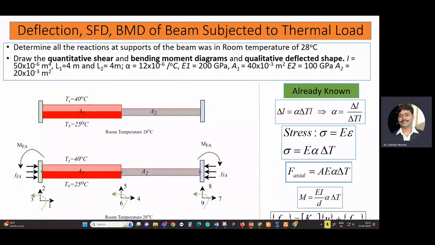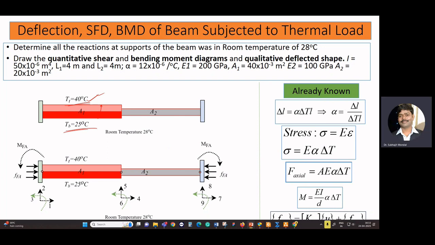Here we are going to see how a beam is going to behave when there is a thermal loading, such that at the bottom we have 25 degrees Celsius and at the top of the beam we have 40 degrees Celsius, and there is gradual change within the depth of the beam.